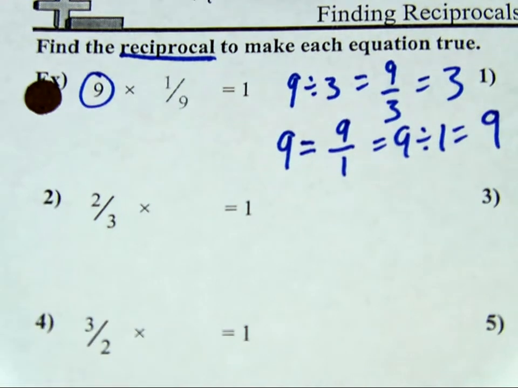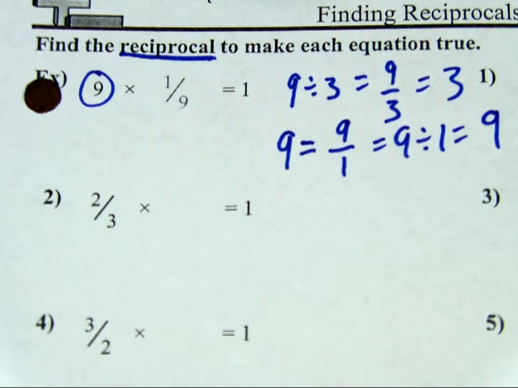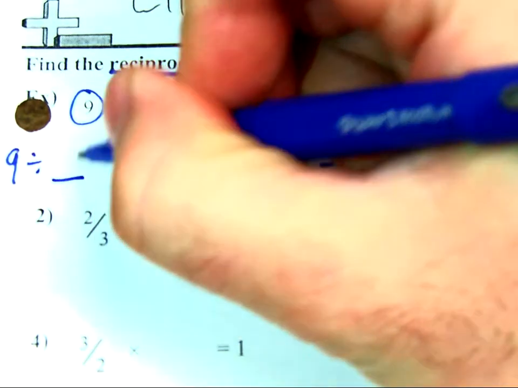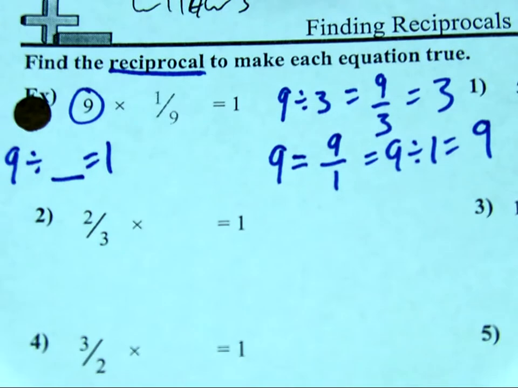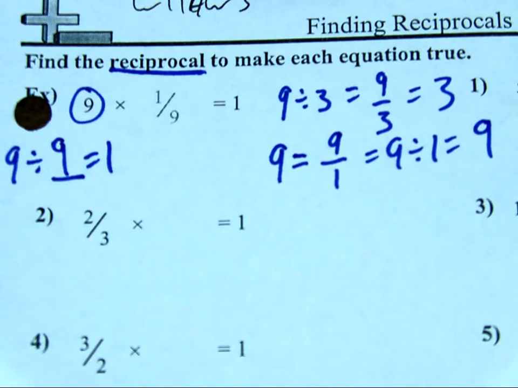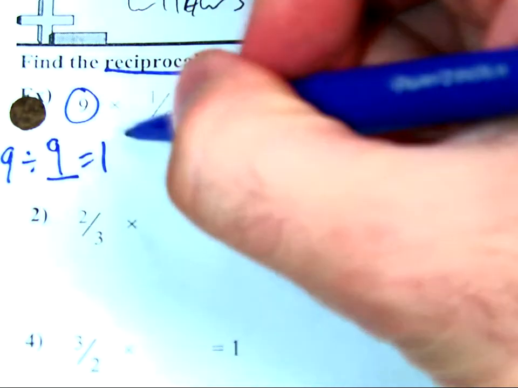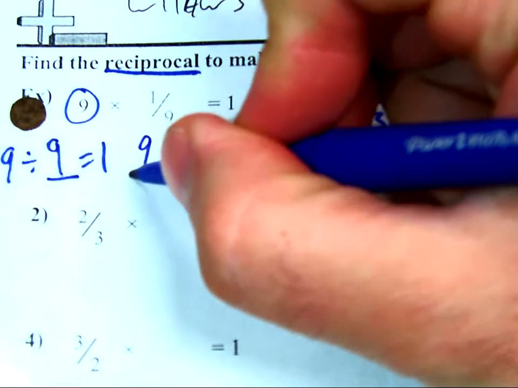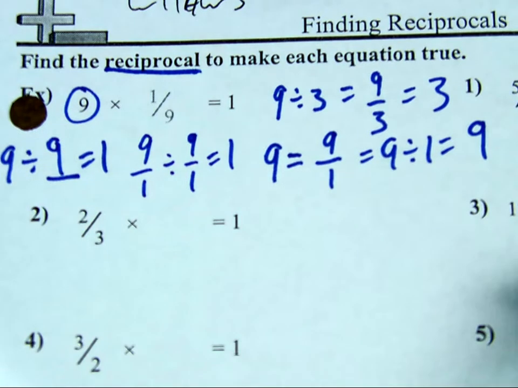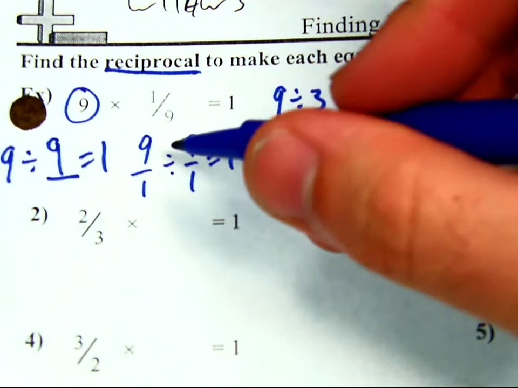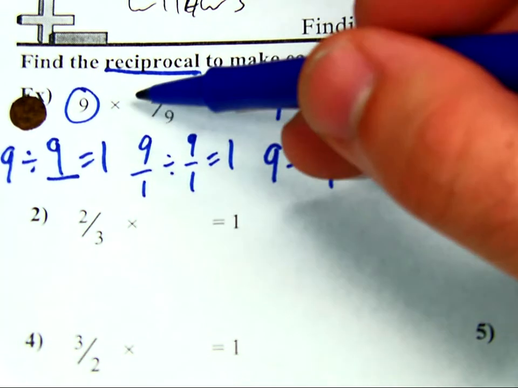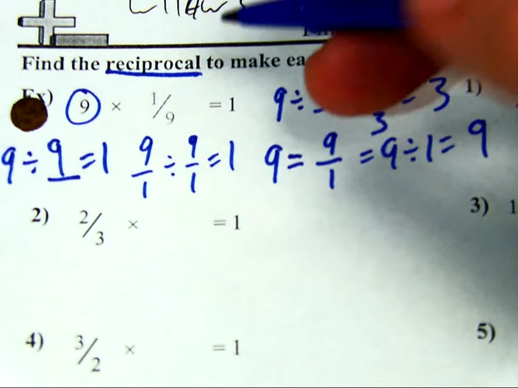Now, when we're trying to divide to equal 1, 9 divided by something equals 1. We know we have to divide 9 by itself. Okay? So 9 divided by 9 is 1. You can also rewrite that as 9 over 1 divided by 9 over 1 equals 1. Okay? Now watch this. Instead of dividing, let's try to multiply. Now how do we do that?